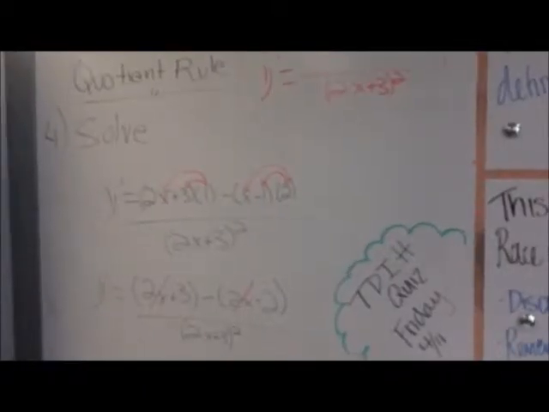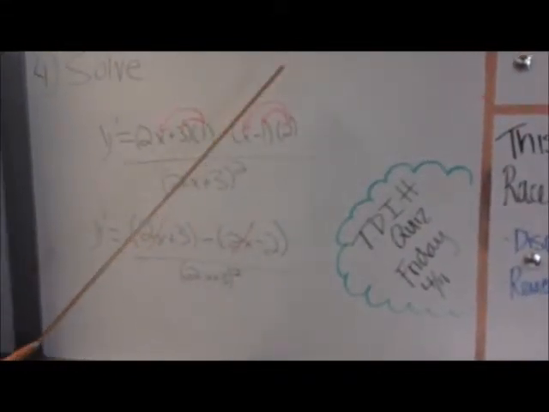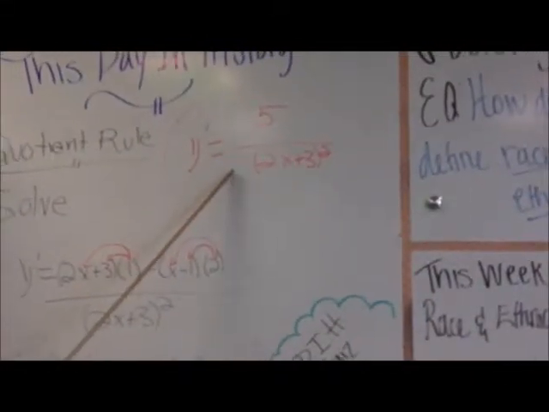Now we solve. So we distribute the 1 and the 2 into 2x plus 3 and then x minus 1. Then we come out with 2x plus 3 minus 2x minus 2 all over 2x plus 3 squared. We cancel out our 2 x's, and then we end up with y prime equals 5 over 2x plus 3 squared.